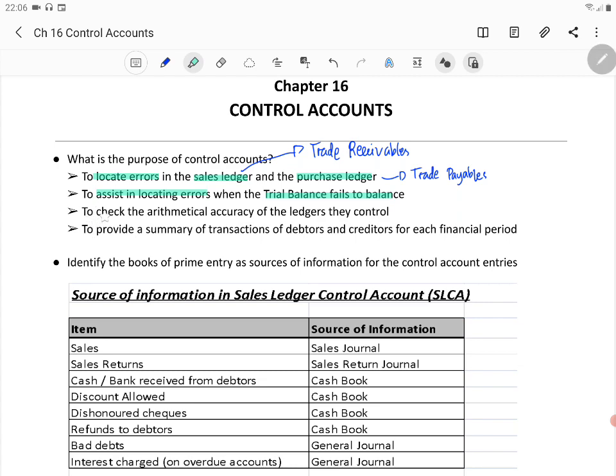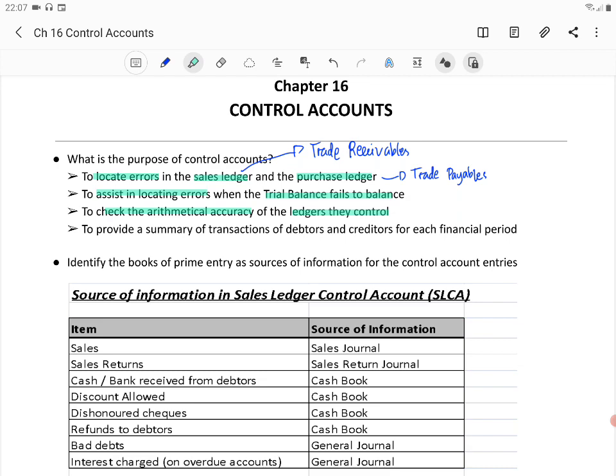And then number 3, to check arithmetical accuracy of the ledgers they control. So if you are preparing control accounts of a sales ledger, then you are controlling the sales ledger. If you are preparing control accounts of purchases ledger, then you are controlling the purchases ledger. It depends on the control accounts that you prepare.